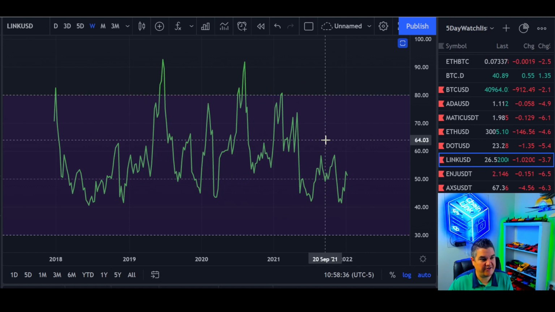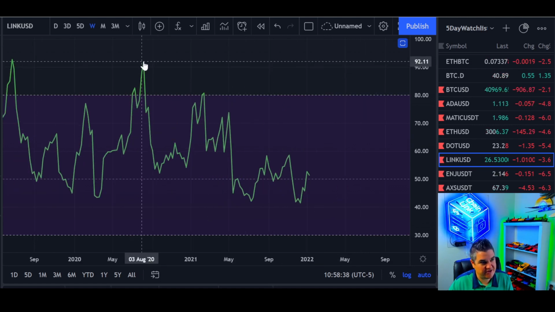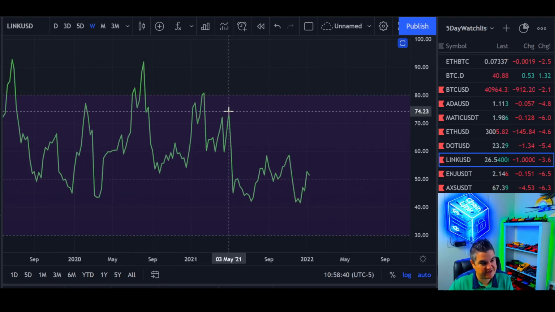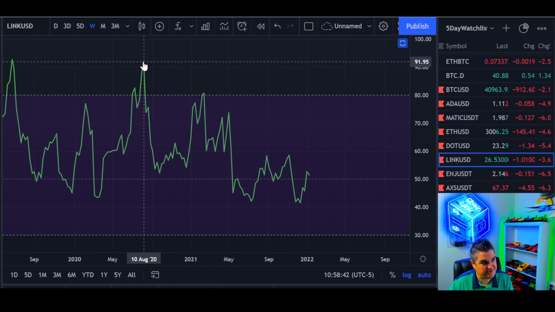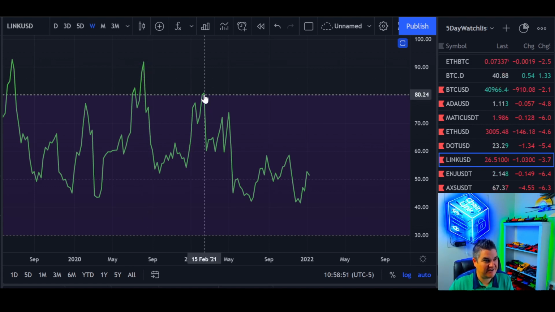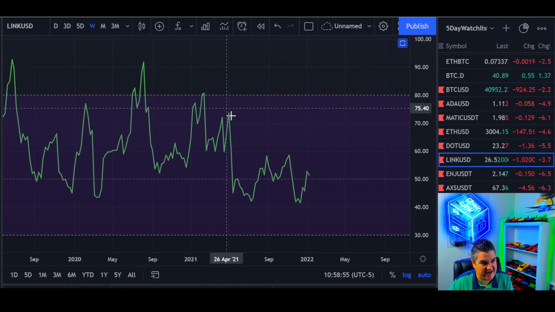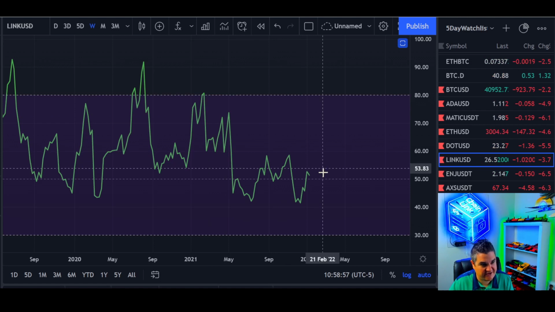Zoom out a little bit. You can get a little bit of a bigger picture here. Look at these peaks, these macro level peaks, going back to August of 2020 when Chainlink hit $20, right? That took a lot. And the RSI on the weekly was at 92. That's impressive. So now February, we peaked again on the weekly at 80, and now coming back down, down, down.